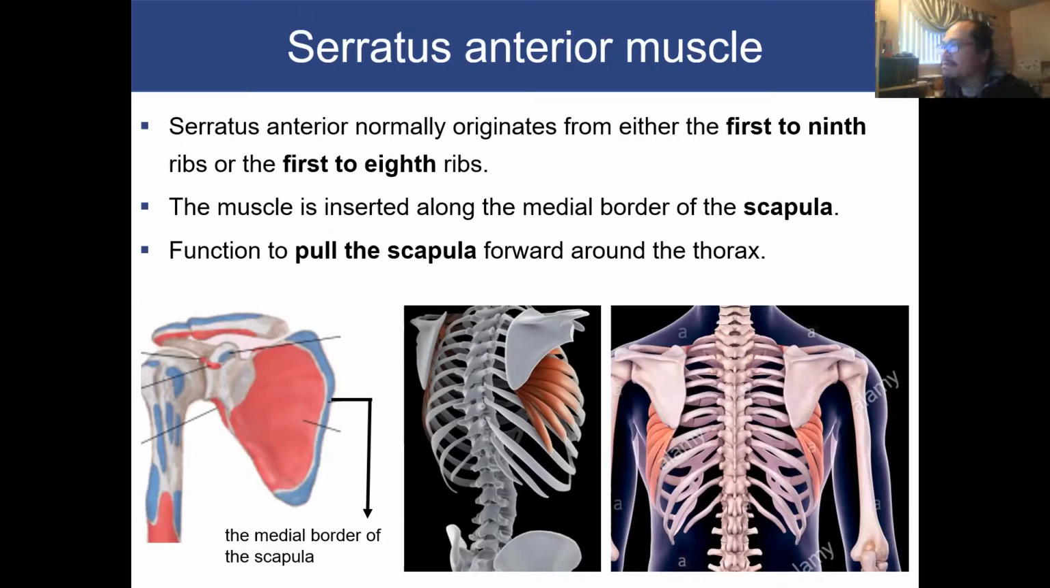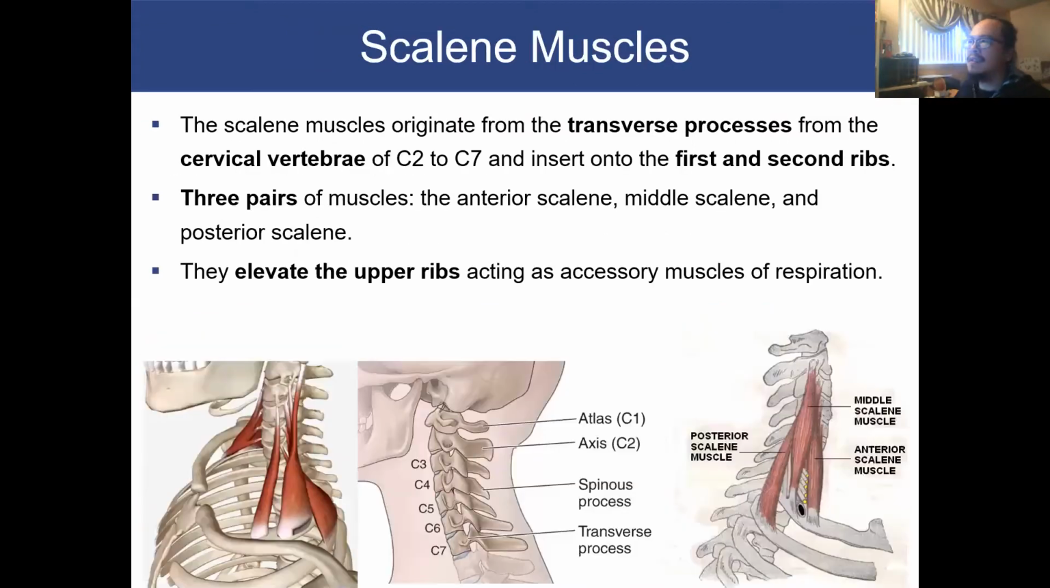So that's that. The third one is the scalene muscle. The scalene muscle is part of the neck muscle. We have 3 pairs of it, 3 on each side. They originate from the cervical vertebrae C2 to C7. They are initiated from the transverse process of these vertebrae. So this is the vertebrae total. We have 7: 1, 2, 3, 4, 5, 6, 7.